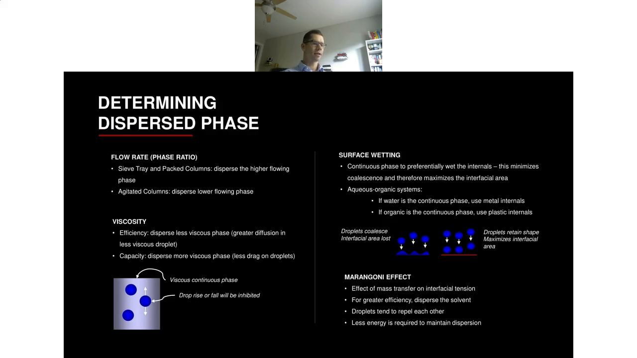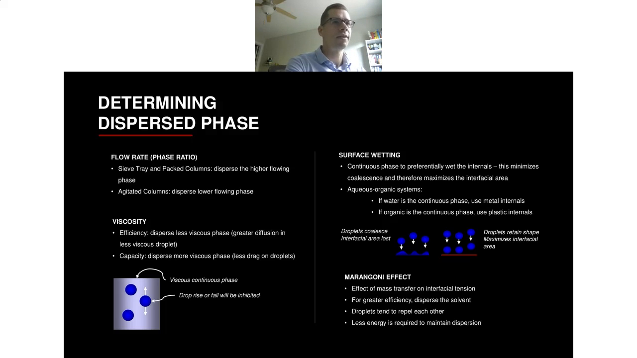Something else we look at is viscosity. And the key takeaway here is the more viscous phase, generally speaking, you want to have as the dispersed phase. You can imagine if you were processing a polymer solution that was really viscous and you had that as a continuous phase, it's going to be really difficult to run that column because there's going to be so much drag put on those droplets as they rise or fall down the column. So you want to have the more viscous phase be dispersed if you can.